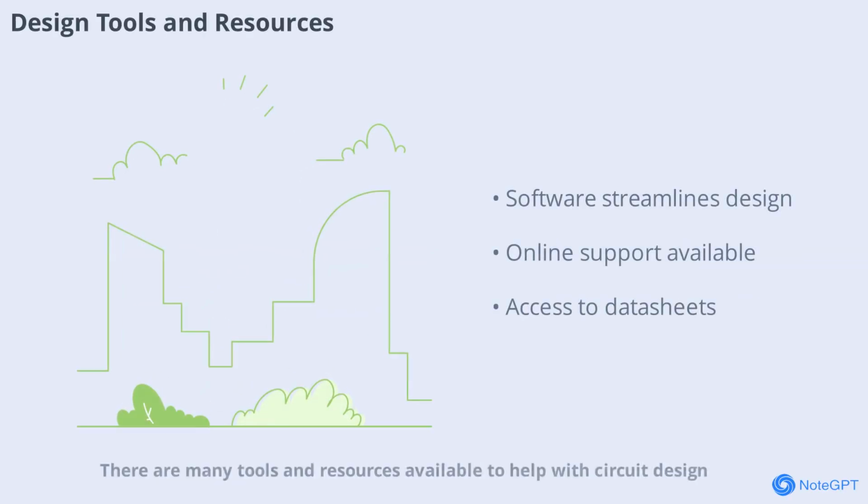There are many tools and resources available to help with circuit design. Software like Eagle, KiCad, and Altium Designer streamline the process of creating schematics and layouts. Online forums, tutorials, and datasheets provide valuable information and support. Leveraging these resources makes designing circuits more accessible and efficient.